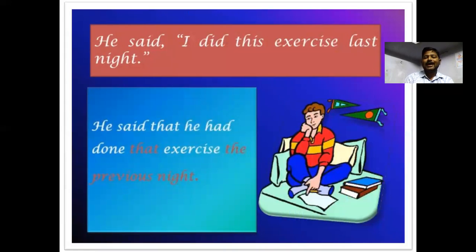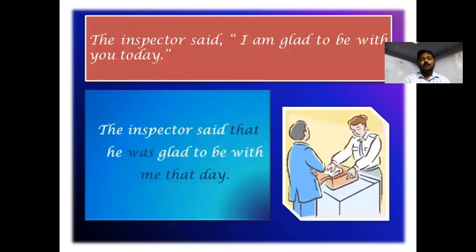He said, "I did this exercise last night." He said that he had done. We have to use the past participle done this. For this we have to use that exercise. Last night we have to go through with the previous night. You will see all that in the next slides.